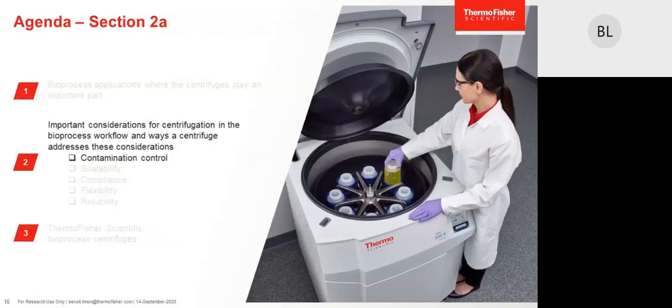So we will now touch on some typical pain points of using the centrifuge in the bioprocess workflow and see how they can be addressed for centrifugation at the different steps of the workflow. So we will be talking about contamination control, about scalability, about compliance, about flexibility, and about reliability.